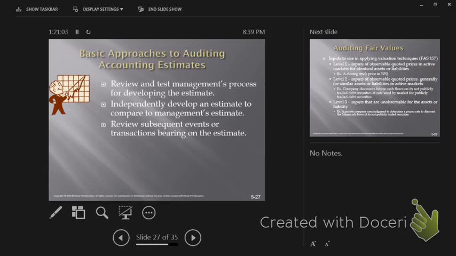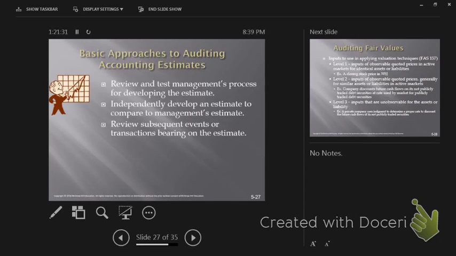But you know, you have to look at how they came up with it. Independently develop an estimate so that you can compare it. If they don't have a way of showing you how they came up with their estimate, then you develop an estimate. You come up with a way and compare it to theirs and be like, okay, you came up with 400,000 and I came up with 200,000. Something's not working. And then sit down and talk to them.